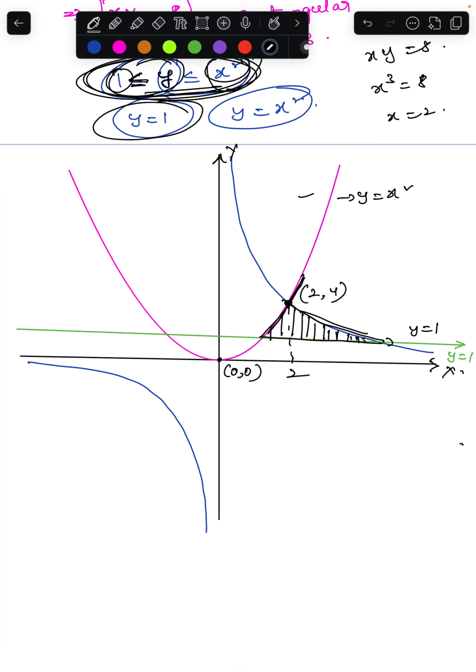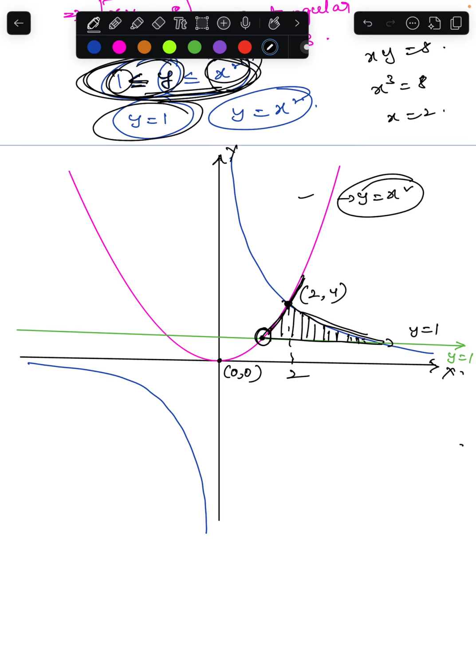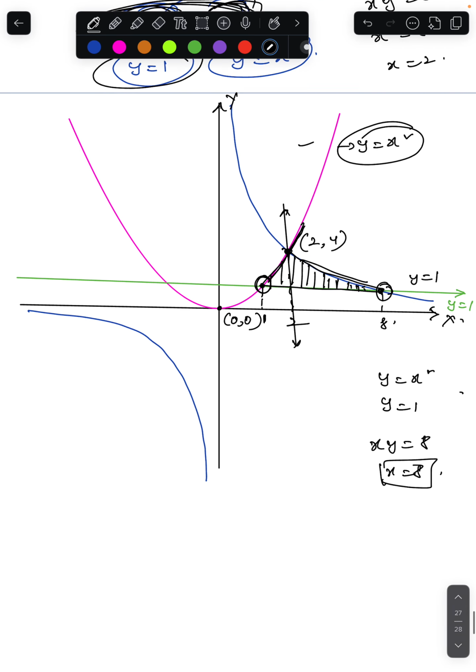For this, let me find the points of intersection. For y equals x squared and y equals 1, x equals plus or minus 1. This is clearly 1, and clearly this is 2. Now let's find the intersection of y equals 1 and xy equals 8. That is clearly x equals 8. So this is 8. Let's find the required area.